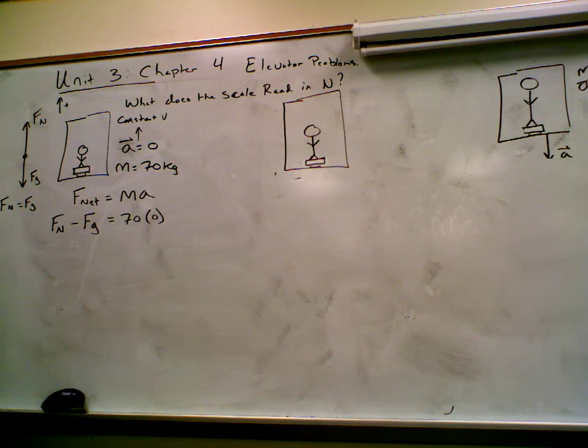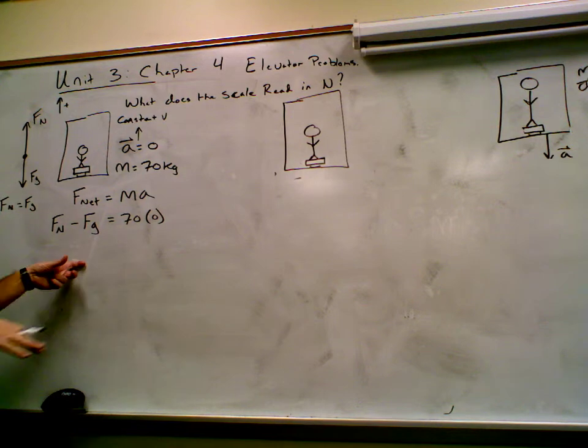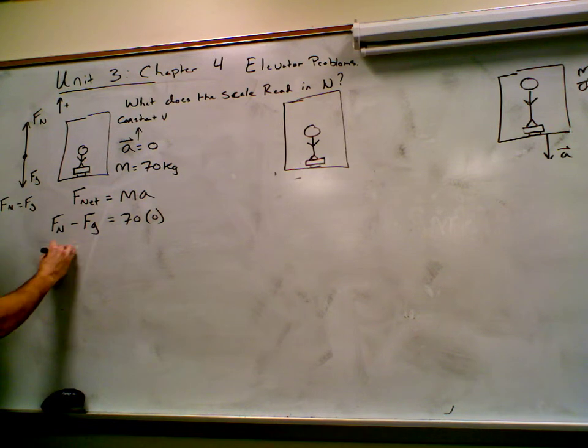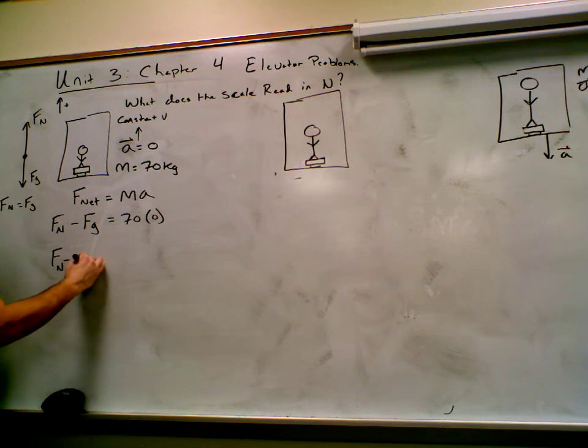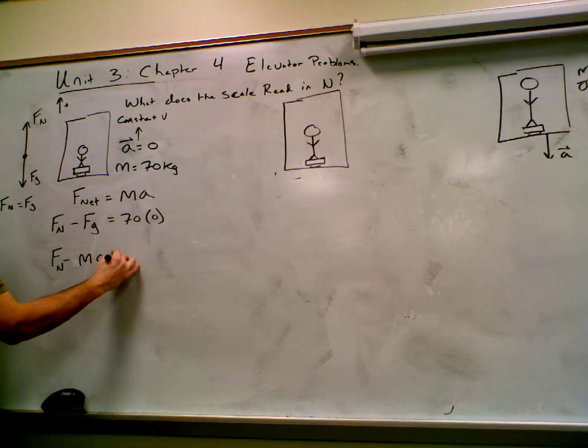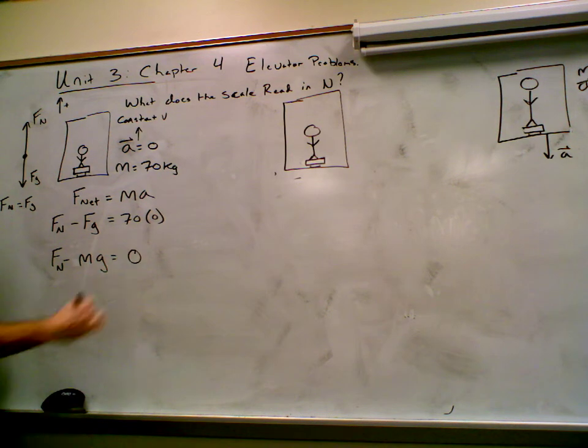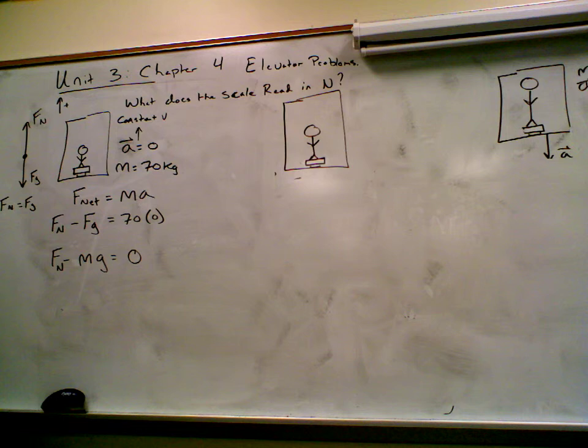Okay. Now, we know the force of gravity is mass times what? Gravity. Mass times gravity. Acceleration due to gravity, right? So this is going to be Fn minus mass times the acceleration due to gravity, right? And 70 times 0 is 0. Okay. Does this make sense?